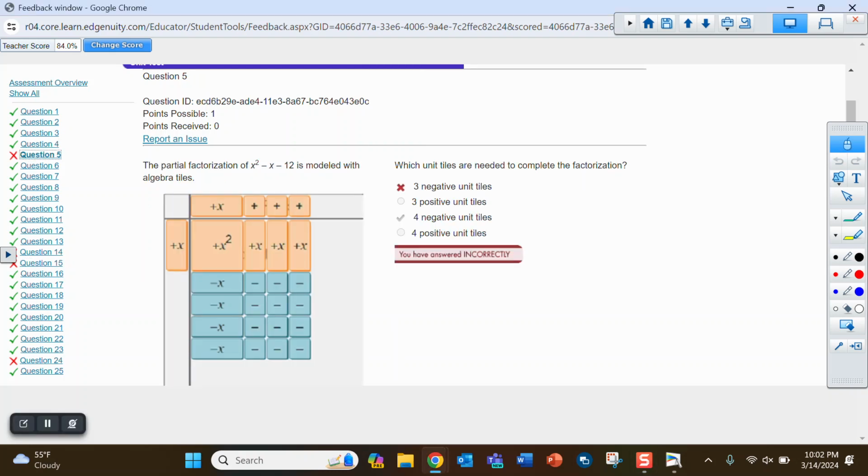Sorry for the delay. So the first question you missed was about the factorization of x squared minus x minus 12. In order to get this factored correctly, we need to get that -1 in the middle. And so that's going to come from a -4 and a +3. That's how you're going to get that -12 on the end. -4 times 3 is -12, but -4 plus 3 is -1.